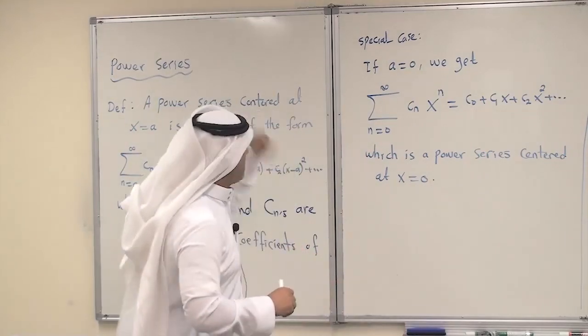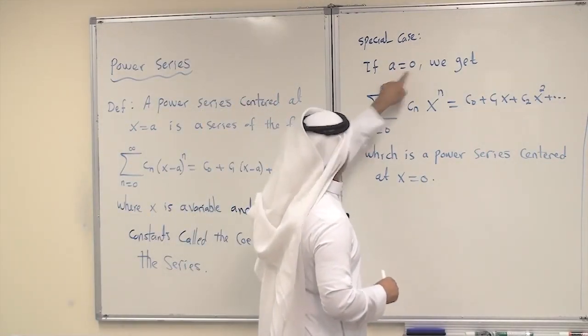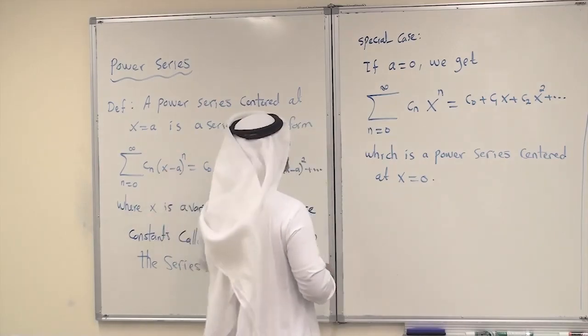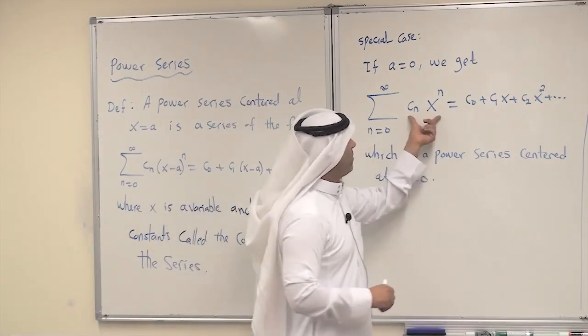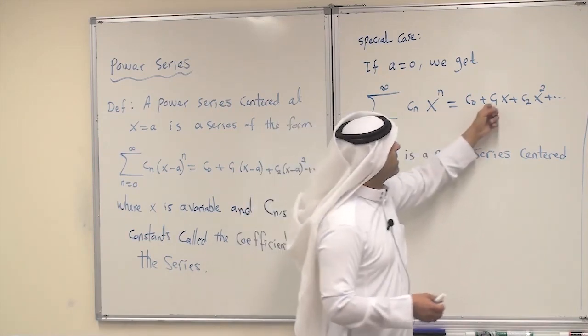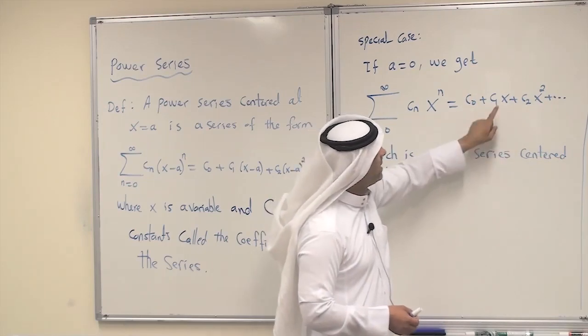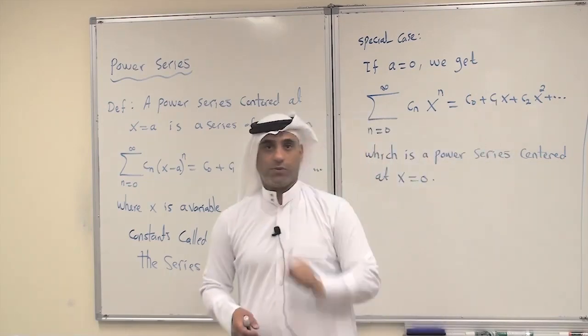A special case of that: if you choose a to be equal to 0, substituting a equal to 0, we get the following shape, the sum of cn x to the power n, and that is just c0 plus c1x plus c2x squared, etc. So we call this one a power series centered at 0. Fine.